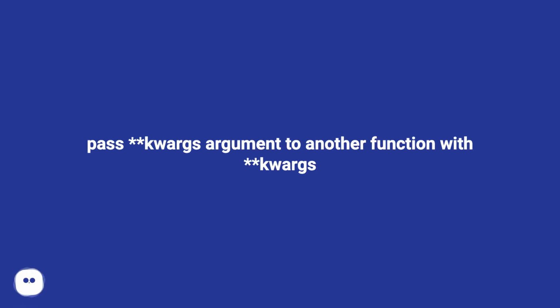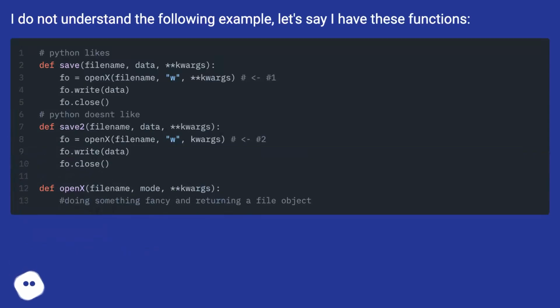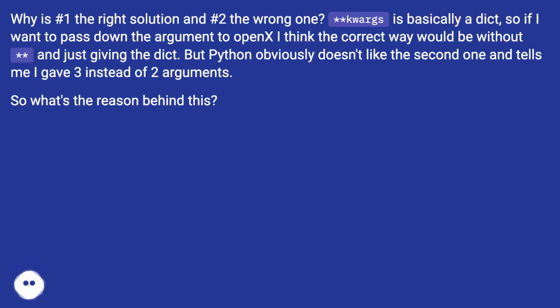Pass kwargs argument to another function with kwargs. I do not understand the following example. Let's say I have these functions. Why is number 1 the right solution and number 2 the wrong one?